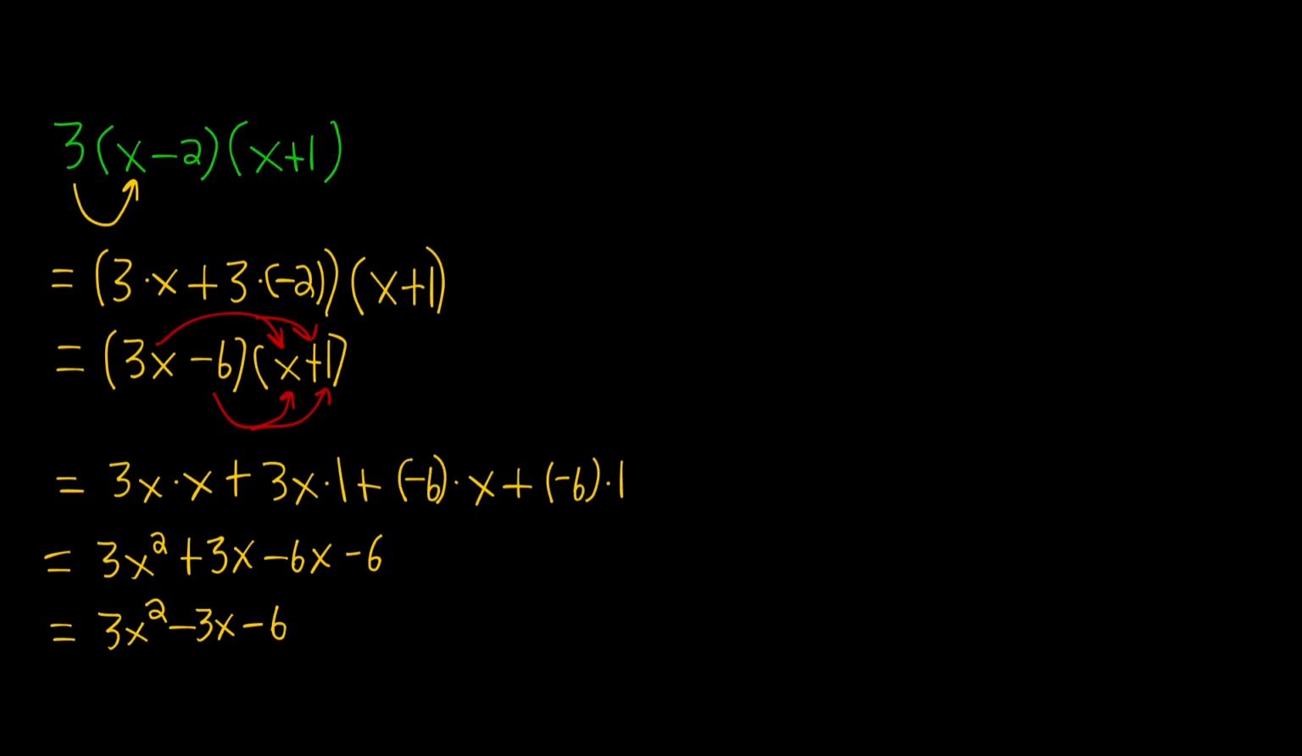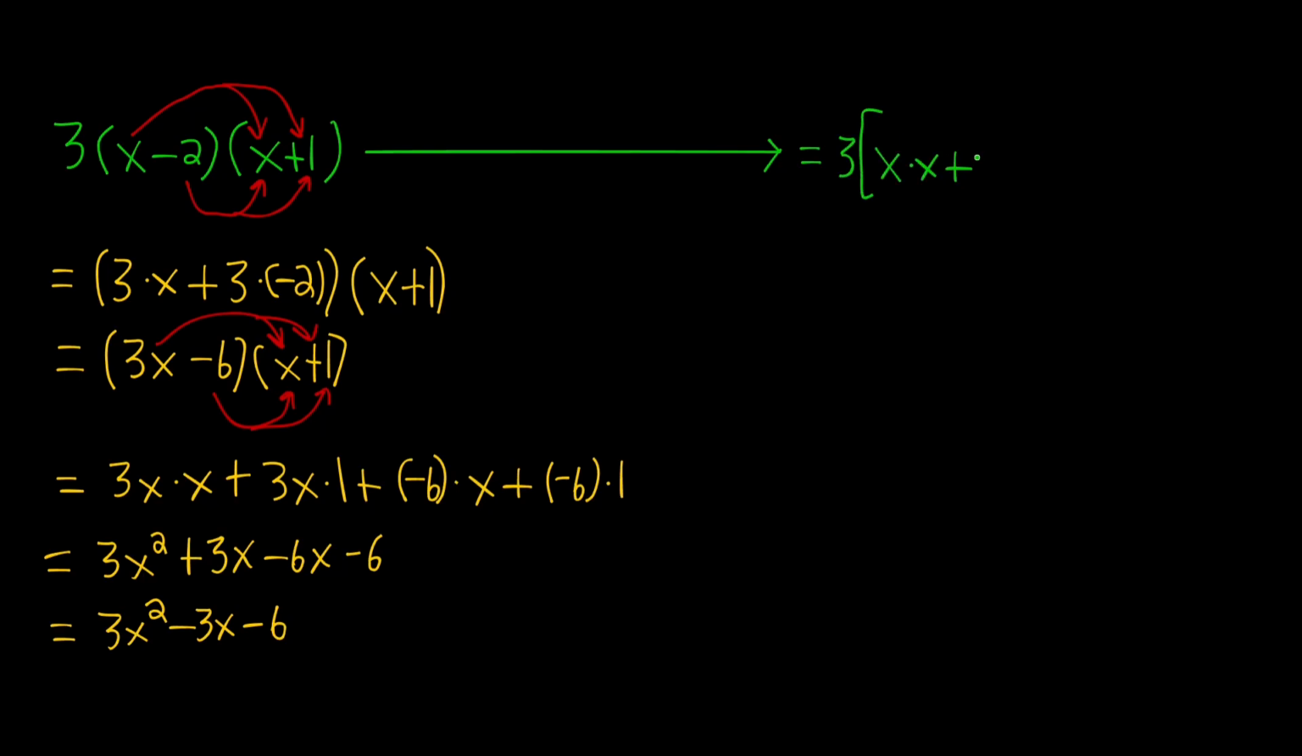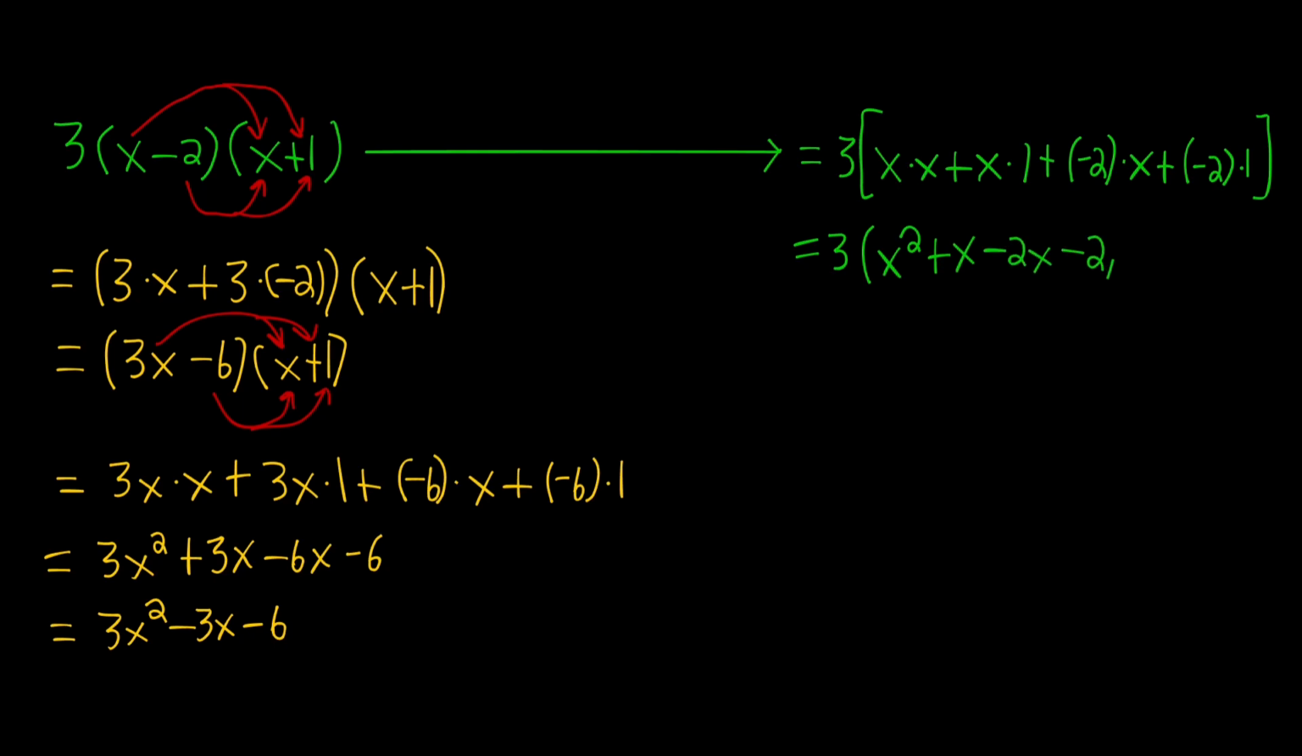Now the alternative here is, instead of using our distributive property, we can begin with foiling. So that's going to give us firsts, outsides, insides, and lasts. So I'm going to continue over here with this. That's going to give me 3, and then in the brackets, x times x plus x times 1 plus negative 2 times x plus negative 2 times 1. Or 3 times x squared plus x minus 2x minus 2.